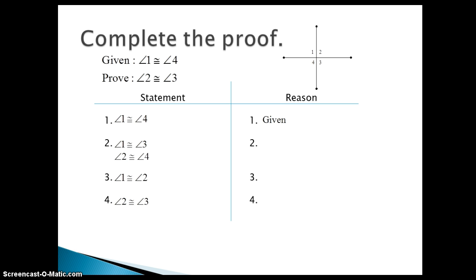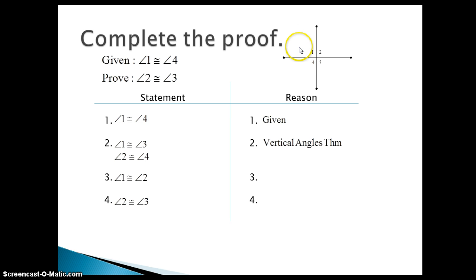Then angle 1 is congruent to angle 3, and angle 2 is congruent to angle 4. Now if we look at these two angles here, 2 and 4, and 1 and 3, they're opposite angles. Opposite angles are vertical angles. And because we know they're vertical angles, we know they're congruent by the vertical angles theorem.